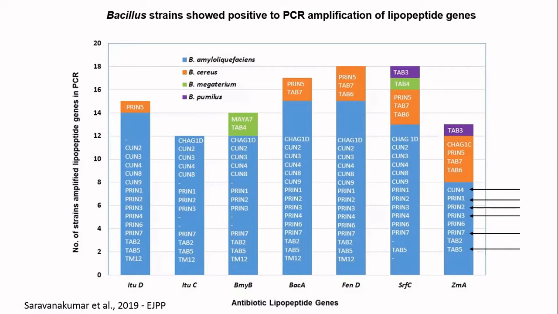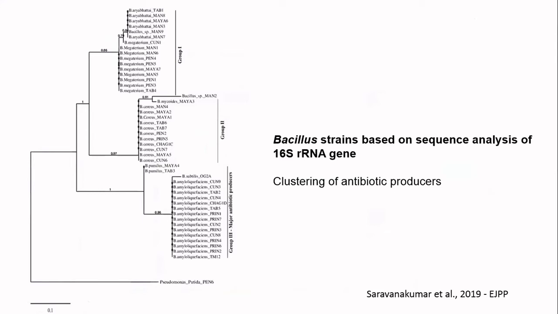I told you that we had more diversity of Bacillus strains other than these four groups, but we haven't seen any of the lipopeptide genes amplified in those strains. So this indicates that the strains of Bacillus amyloliquefaciens possess all these lipopeptide genes that we tested, which suggests some antagonistic potential. And interestingly, we have sequenced the 16S rRNA gene of all these 47 strains.